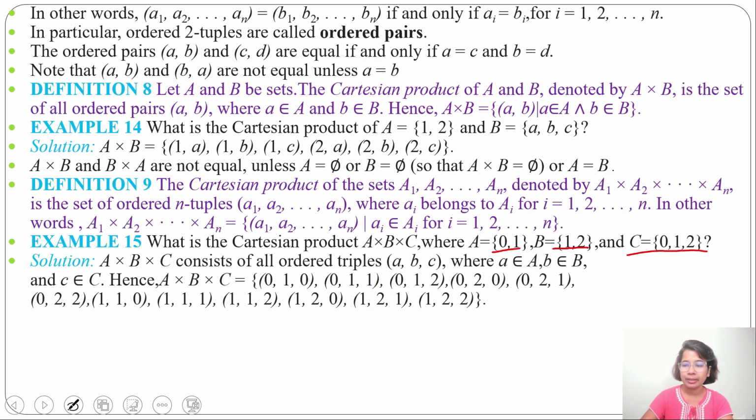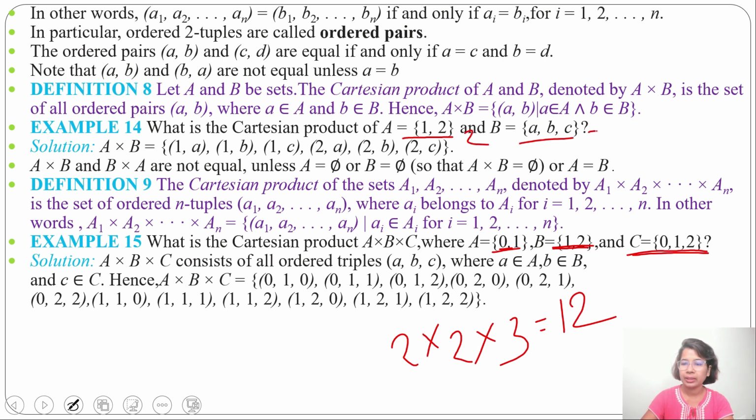And how many ordered triples will be created? Here 2, here also 2, 2 multiplied by 2, here 3. There will be 12 ordered triples. In example 14, here 2, here 3. So 2 multiplied by 3 will be 6. Now just count: 1, 2, 3, 4, 5, 6. So the size of set A multiplied by the size of set B will be the Cartesian product size. So here the sizes of all sets, 2 multiplied by 2 multiplied by 3, is 12.